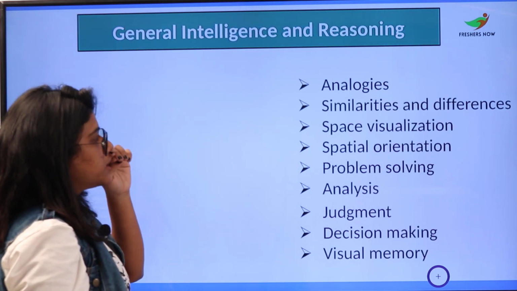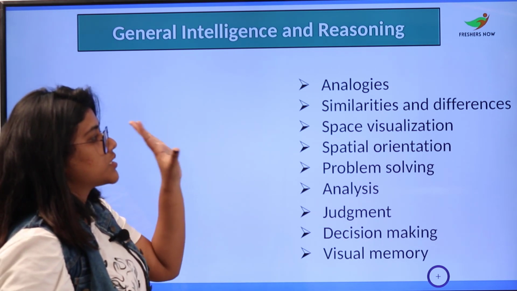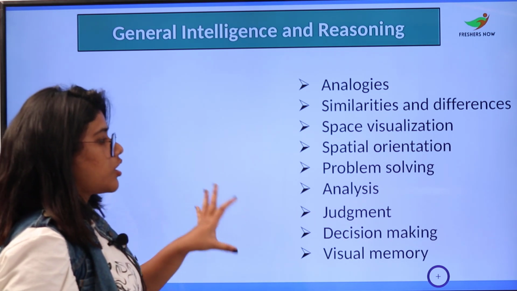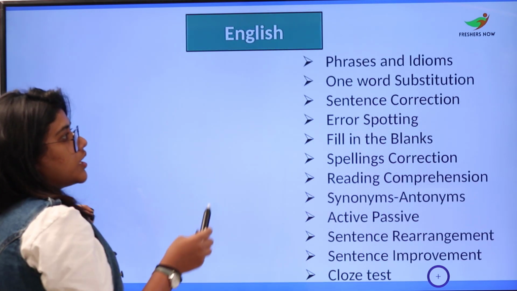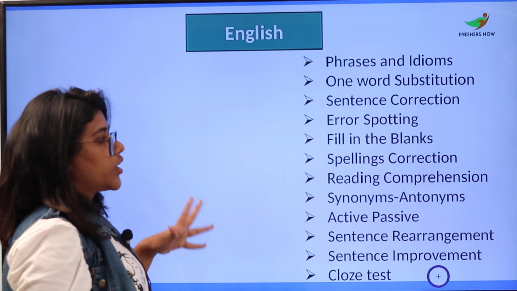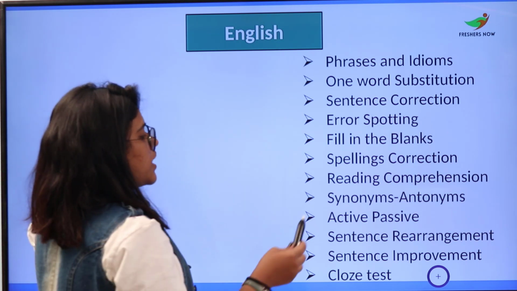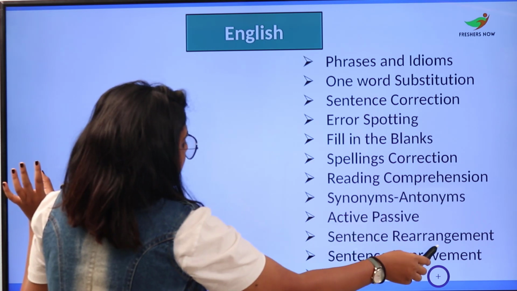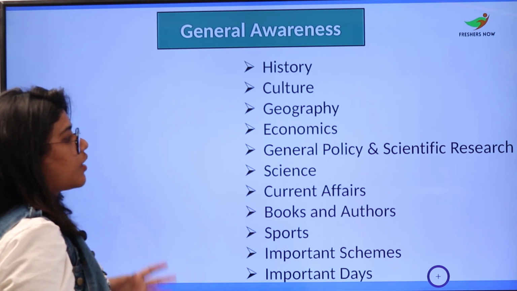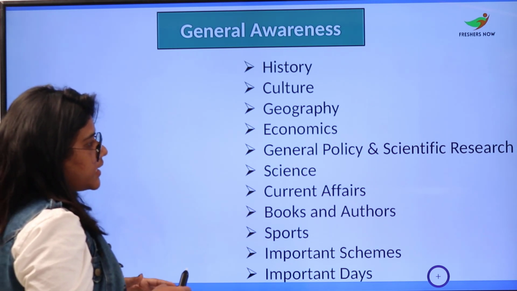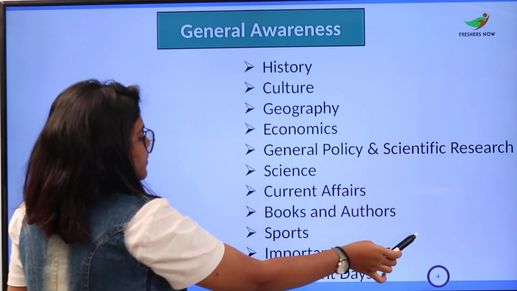And for general intelligence and reasoning, please read on the topics which are mentioned here on the screen, which are space, visualization, analogies, problem solving, analysis, judgment, decision making, visual memory. And for English, topics like phrases and idioms, error spotting, fill in the blanks, spelling corrections, sentence corrections, synonyms and antonyms, active voice and passive voice, sentence rearrangement and rest of the topics. For general awareness, history, culture, geography, economics, general policy and science, current affairs, books and authors and rest of the topics which are mentioned here.